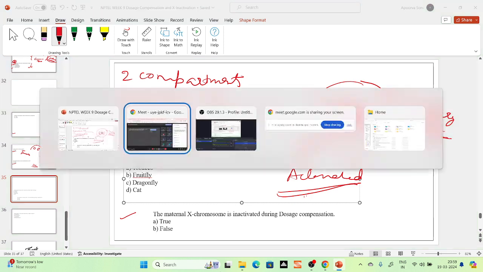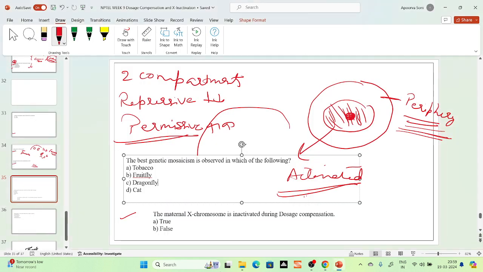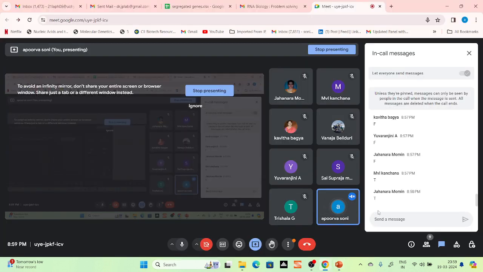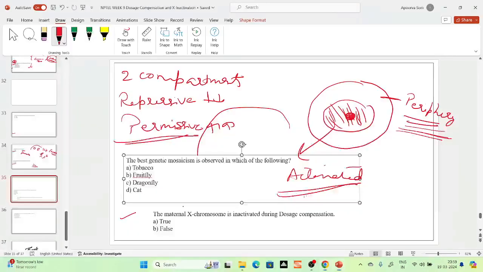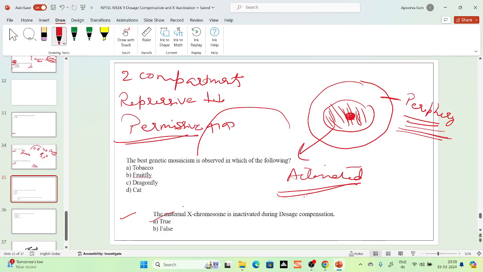The maternal chromosome is inactivated. So, this question is incomplete, I would say. Why? Because we know. No, no, no. Yeah, I think you all answered. I am confused with some other question. Yeah, it's a very easy question. The maternal chromosome is inactivated during chromosome compensation. True, but I was thinking of the other question, which I have not included. Okay, fine. Yeah, the answer is true.